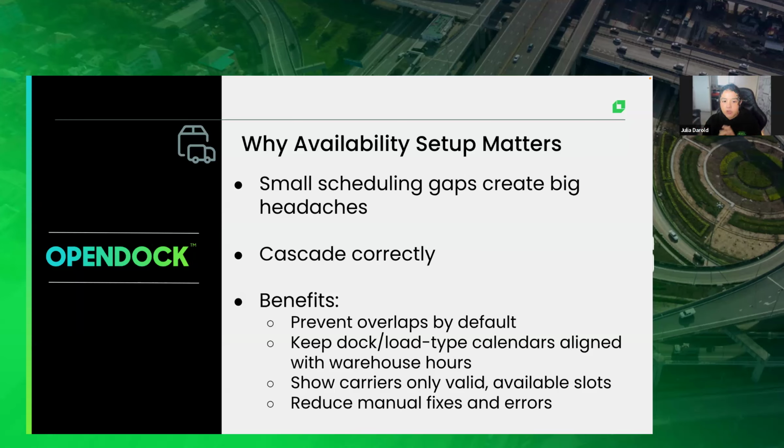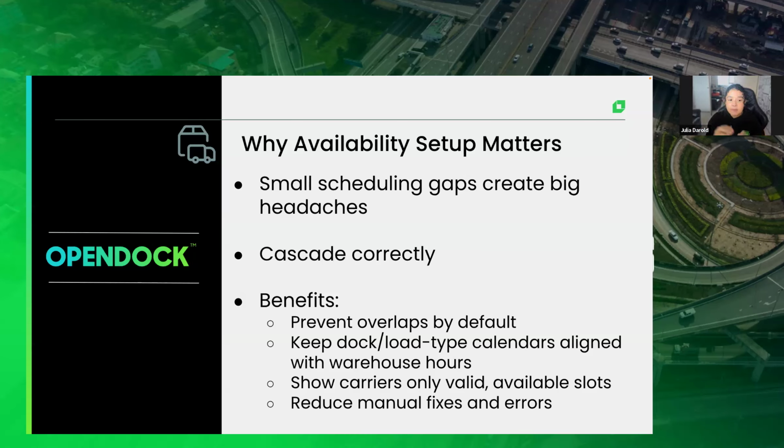They're sitting there with no appointments in them, or carriers are waiting around a lot, with big queues, and that affects dwell times, as you guys know. So that's why it's so important to set up availability correctly. And it's so important that you guys have visibility of how Opendock calculates availability, right? So that you can cascade these rules properly in Opendock. With that, you can prevent these overlaps.